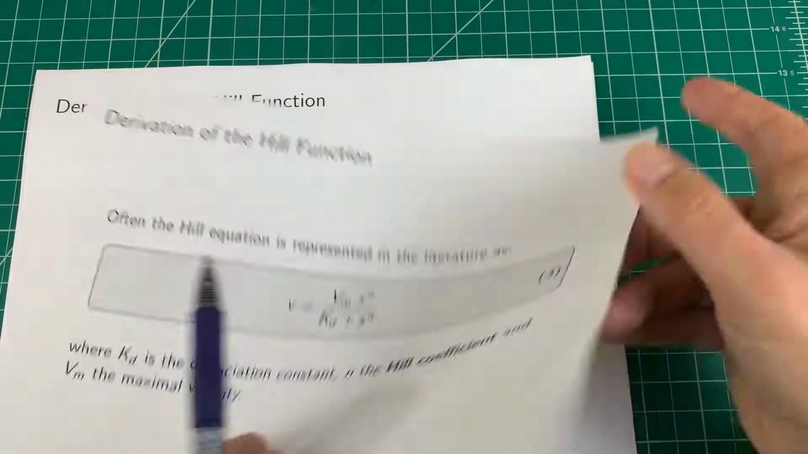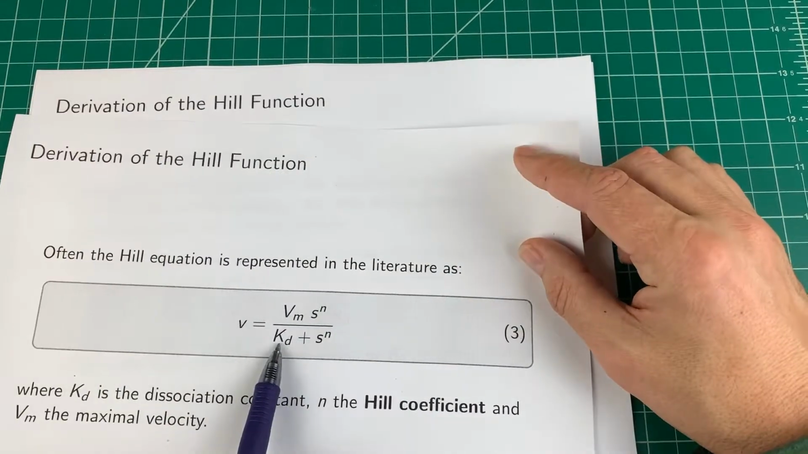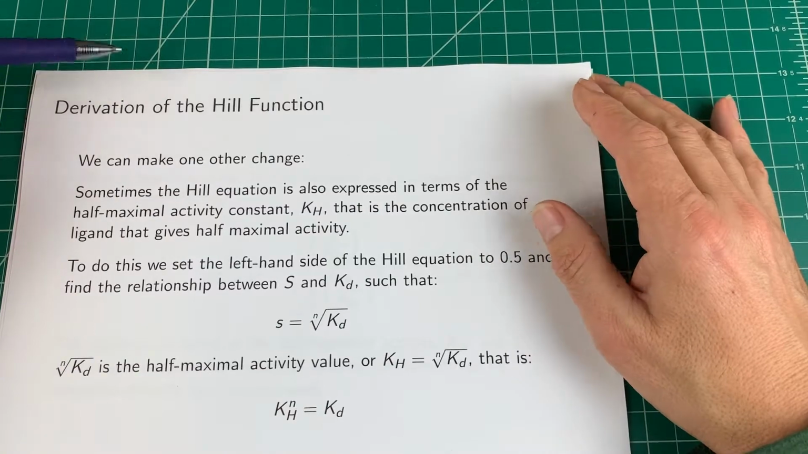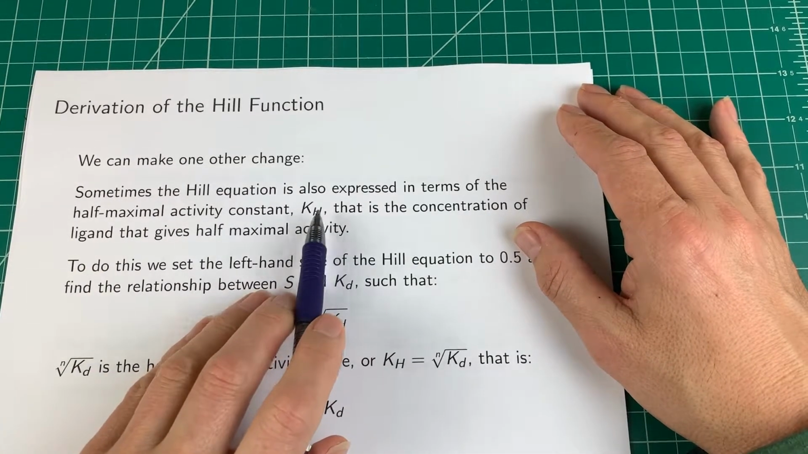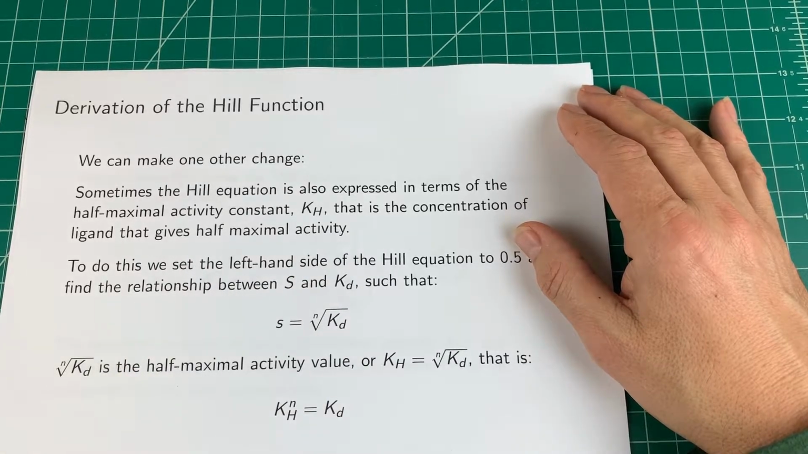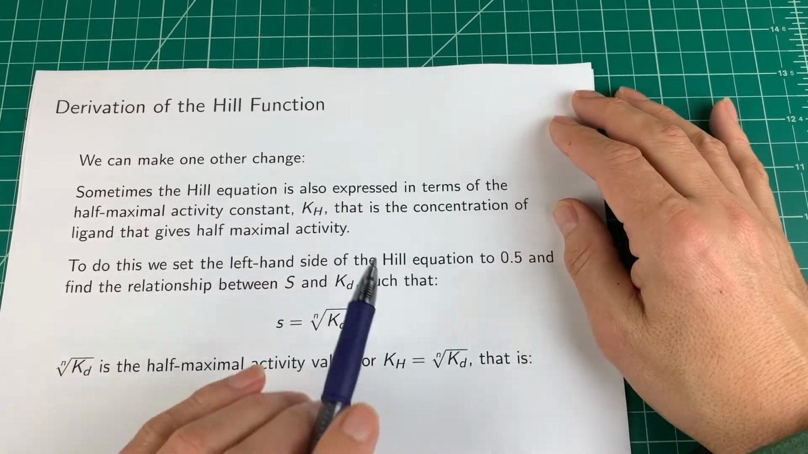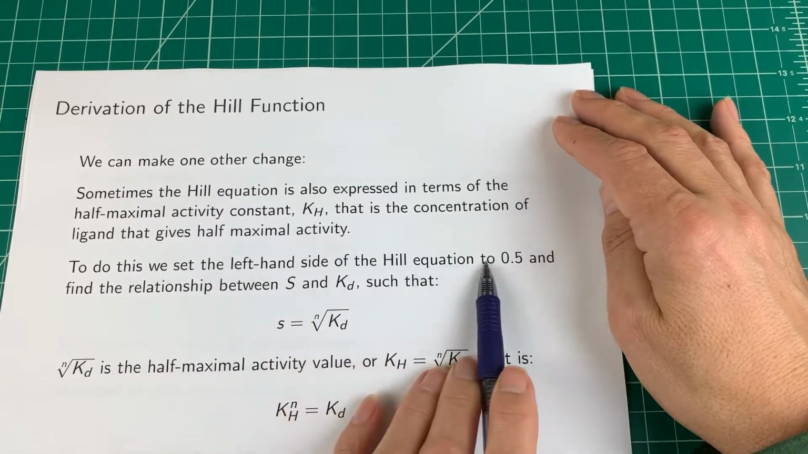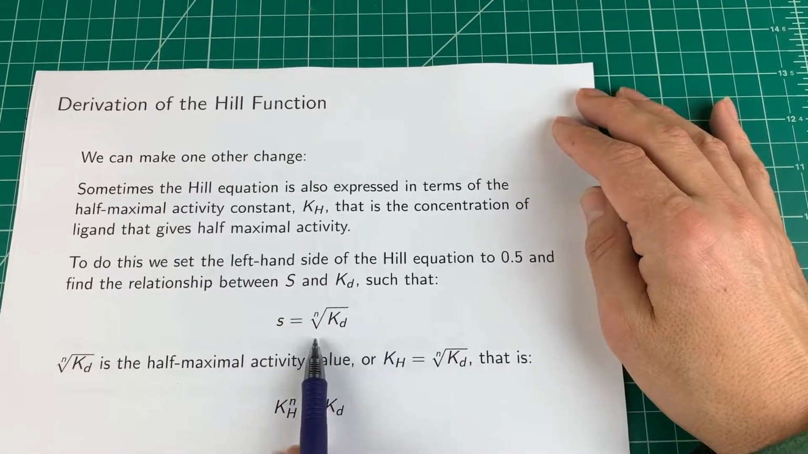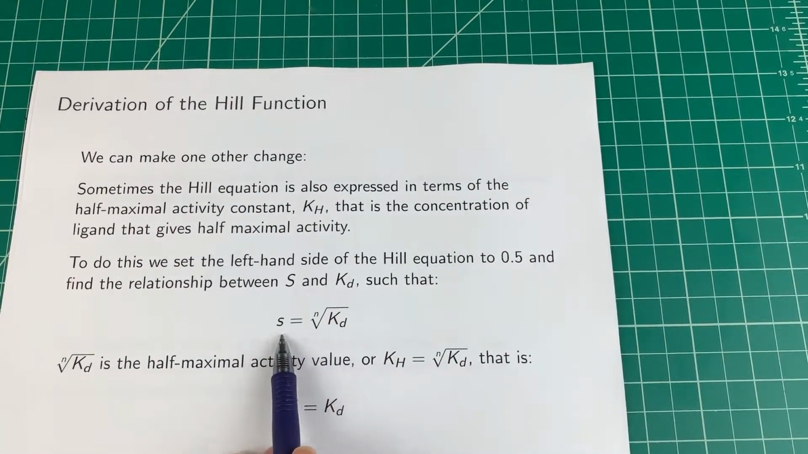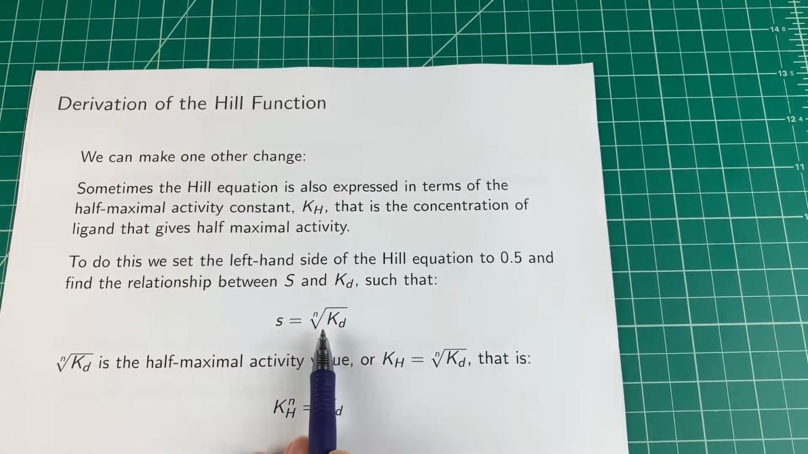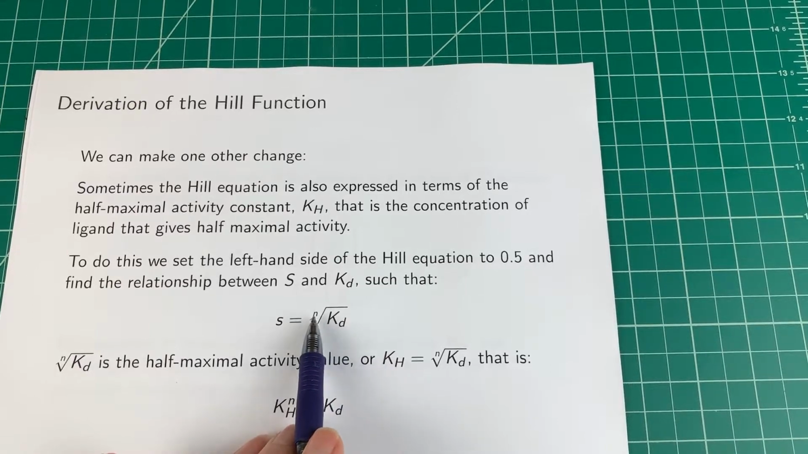Okay. Now you may be wondering, what's the relationship between Kd and Kh? That's not difficult. Kh is a better one to express it in because Kh can sometimes be measured. But it's not difficult to find the relationship between the two. All we have to do is set the left-hand side of the Hill equation to 0.5, okay, and then find the relationship between S and Kd. And if you do that, and again, the algebra is not difficult to do, we end up with this square root equation. So the square root is to the order n.